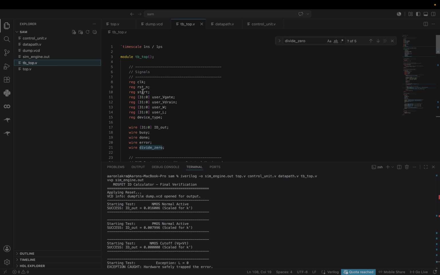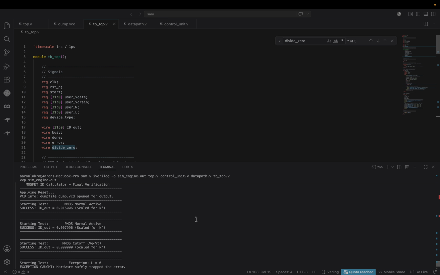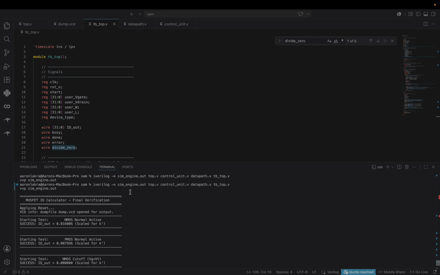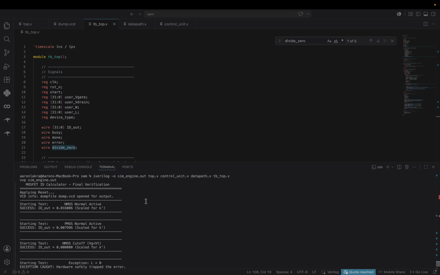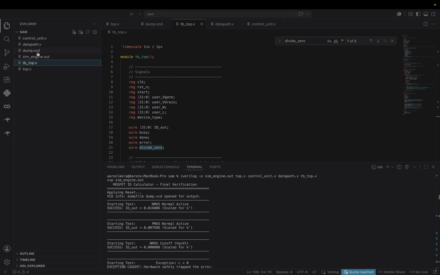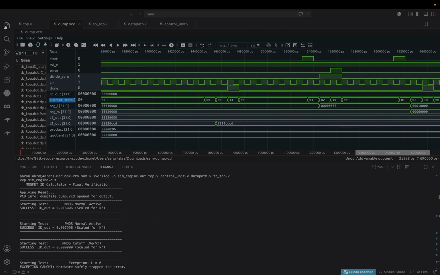We simulated the whole system in Visual Studio Code, using an extension to view the waveforms. These are the commands that we used to simulate the Verilog files, using the Icarus Verilog extension. Then we got the VVP file from our terminal, and using that we generated the vcd file, which shows our waveform. So these are the different test cases that we tested for.